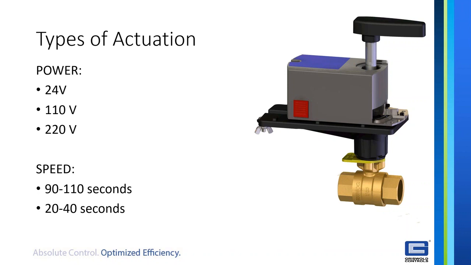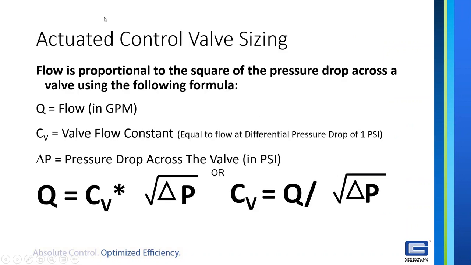So the speed, though, is generally the default would be the longer speeds, because people don't like opening a valve quickly and quickly changing the condition of the water in their area. So those are the main types of actuation.